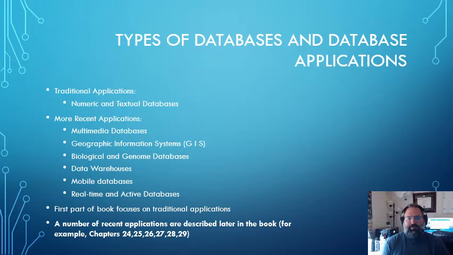Moving into types of databases and database applications. There are traditional applications which generally are storing numbers and text inside of a database. However, there have been recent advancements in technology in the past 10 to 20 years, relatively recent, that include things like multimedia databases, graphical or geographical information system, GIS databases, biological and genome databases, data warehouses, mobile databases, and real-time and active databases. The first part of this book focuses on traditional approaches. And you want to take a look in the later chapters for some more recent applications of databases.